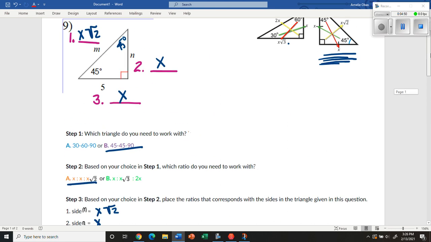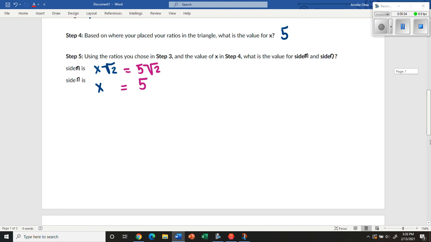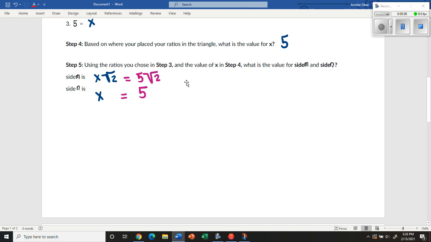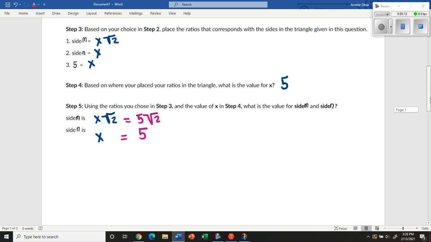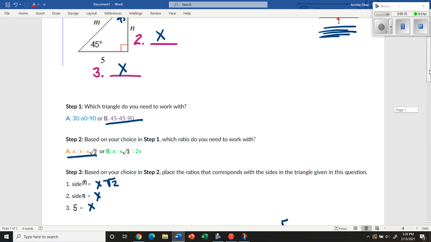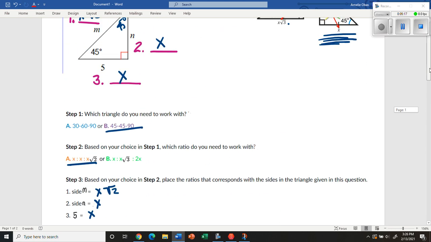Because if you go back, whatever you found, whatever this side is, which is x, the other side is also going to be x, because it's a 45, 45, 90 angle, and then you have two sides that are congruent. So if this is 5, then this is also 5. Again, you will have choices, and if you see the correct number, that's what you choose. So this is how you would do this problem for a 45, 45, 90 triangle.